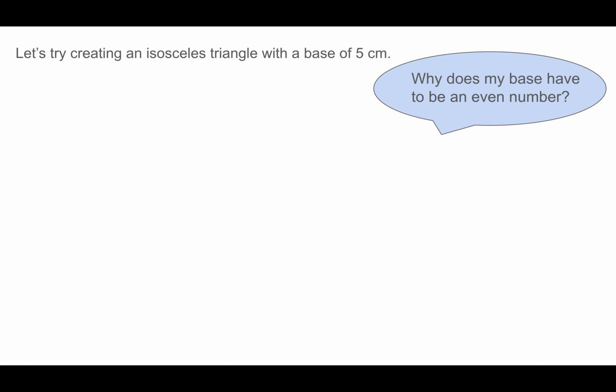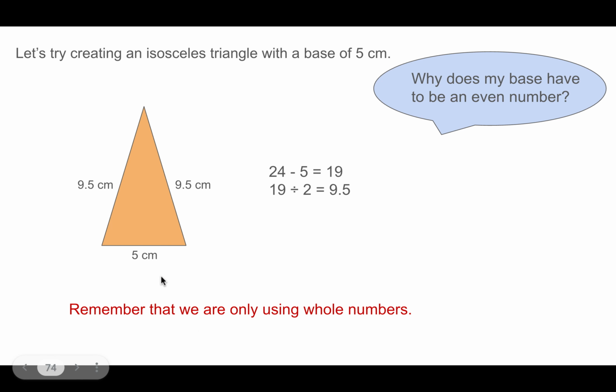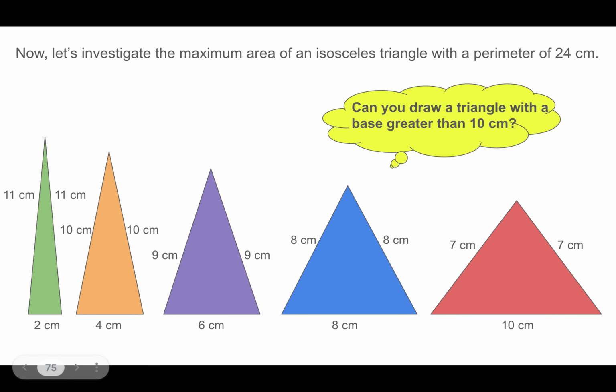Well, let's try creating an isosceles triangle with a base of 5 centimeters. So there's my 5 centimeters as the base. Now I know that these two sides have to be equal. So I'm going to say the perimeter is 24 minus 5 is 19. Again, since they have to be the same, I divide it by 2, and I end up with 9.5 as the lengths of both of my sides. But remember, for this investigation, I only wanted whole numbers. So that's why we have to use an even number as a base.